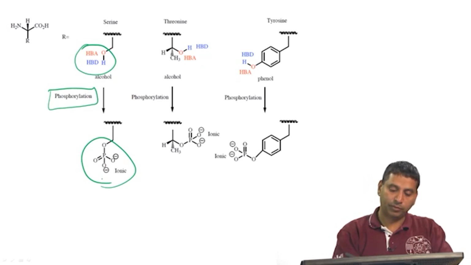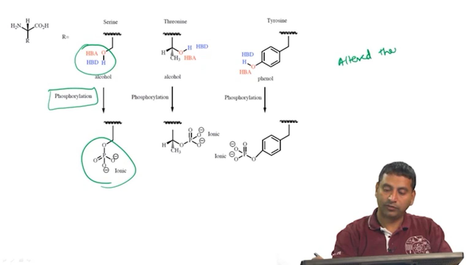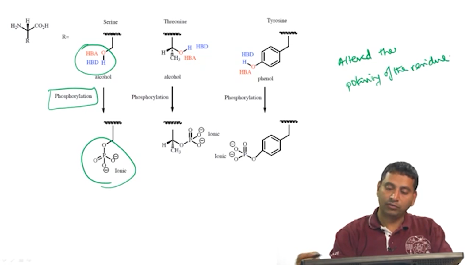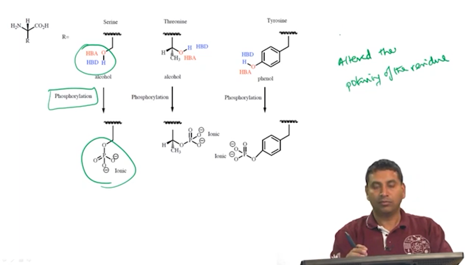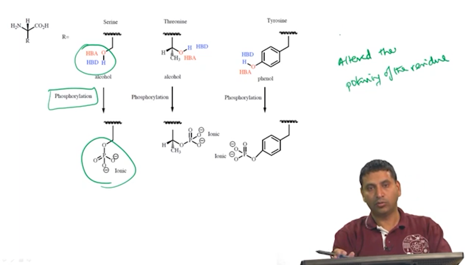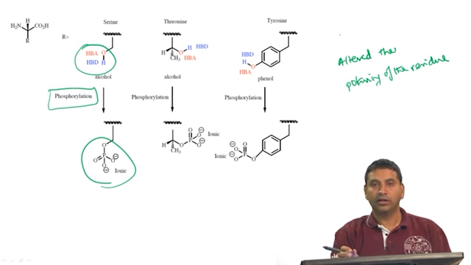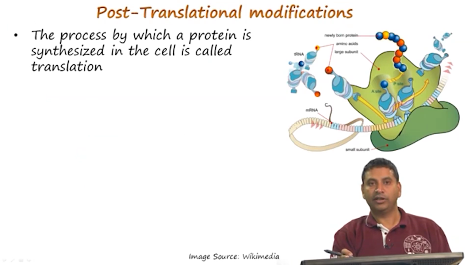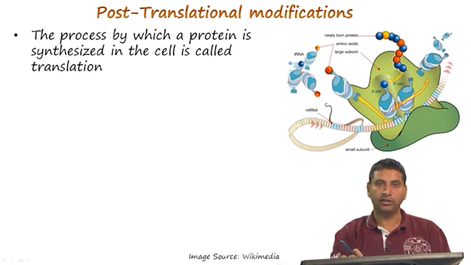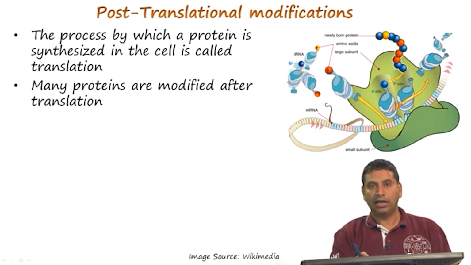So, what happens in this process is that you have altered the polarity of the residue. Okay. So, you have converted a simple, relatively polar group into an ionic group. Okay. So, this is an example of a post-translational modification that we have looked at previously. And in post-translational modification, translation is the process by which a protein is synthesized in the cell, and many proteins are altered after they are translated.